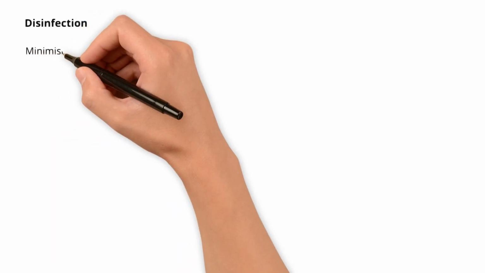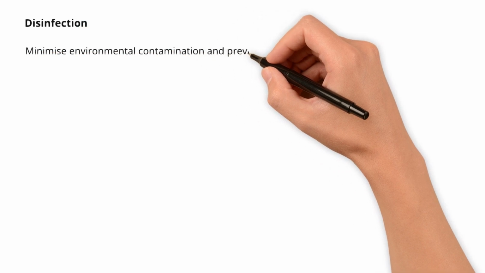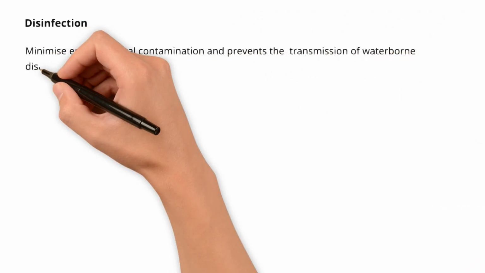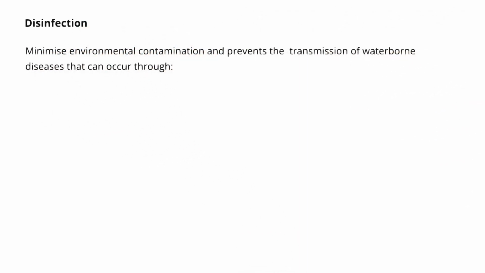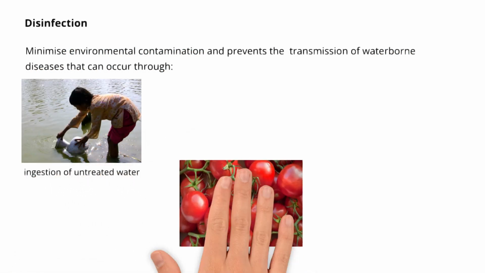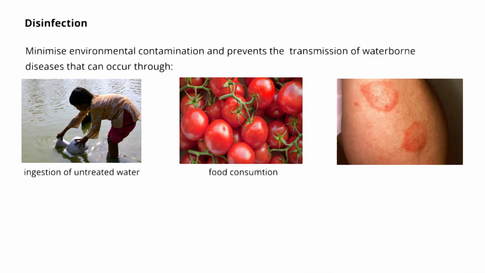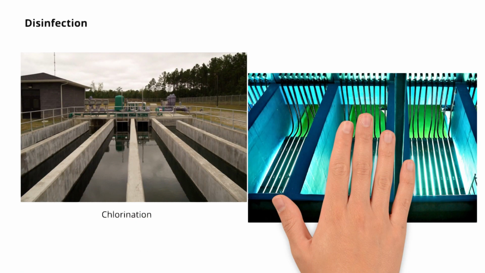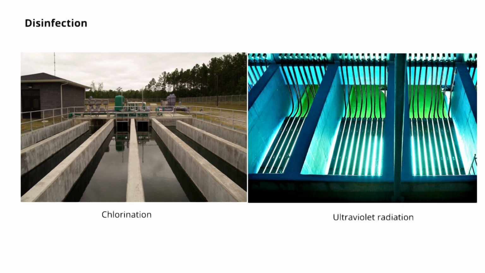It helps minimize environmental contamination and prevents the transmission of waterborne diseases that can occur through the direct ingestion of untreated water, food consumption, or infection resulting from skin contact with contaminated water. Various disinfection methods exist, with chlorination and ultraviolet radiation being the most common.